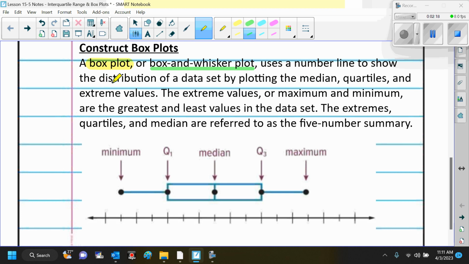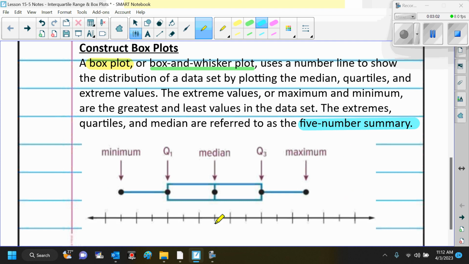They use a number line to show the distribution of the data set by plotting the median, the quartiles, and the extreme values, okay? The extreme values, or the maximum and minimum, are the greatest and the least values in the data set. It's the biggest and the smallest. The extremes, quartiles, and the median are referred to as the five-number summary. This is the five-number summary because, of course, 1, 2, 3, 4, 5 numbers.